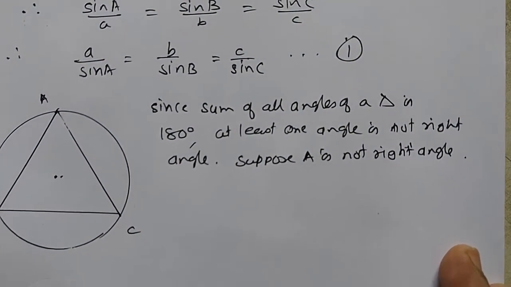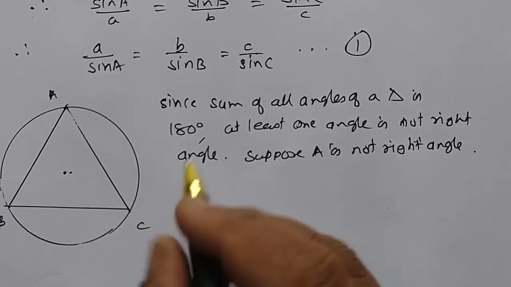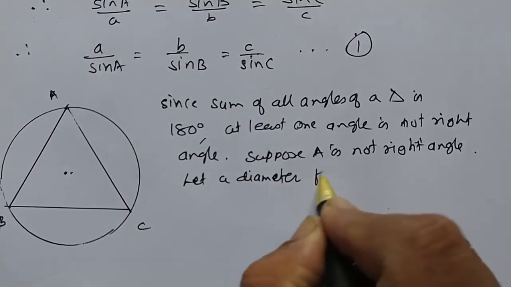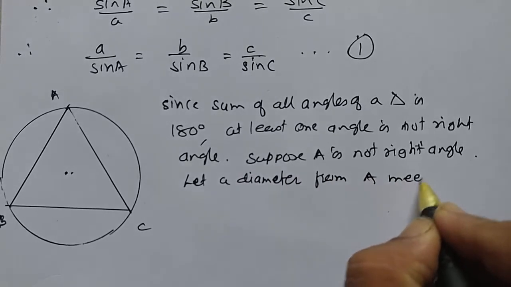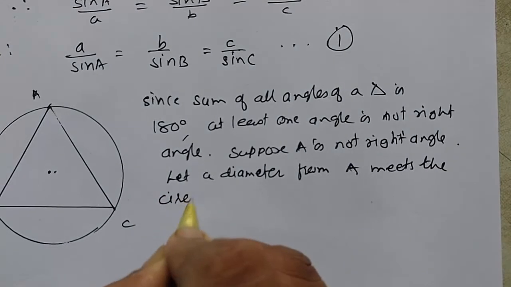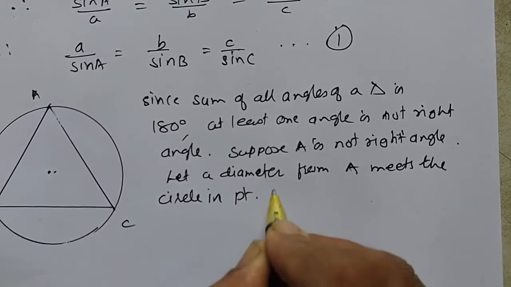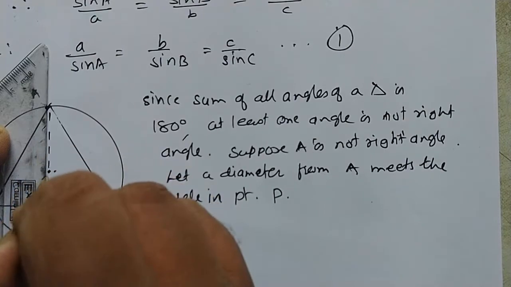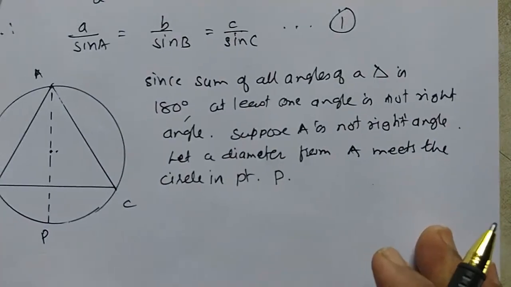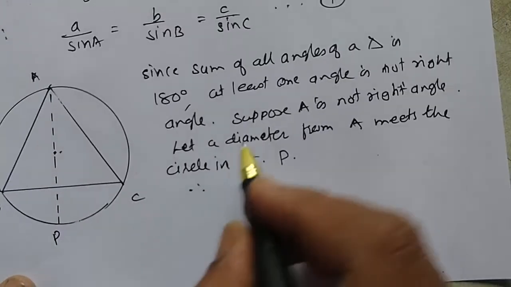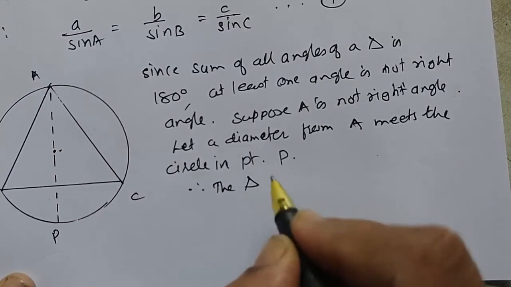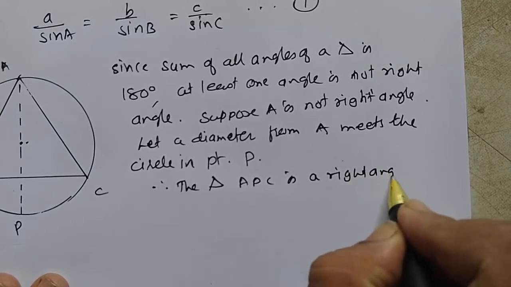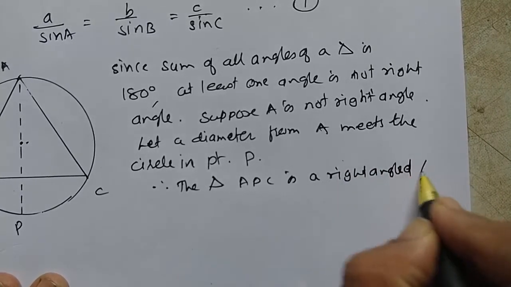Therefore, let a diameter from A meet the circle in point P. This is the point P. Therefore, the triangle APC is a right angle triangle.